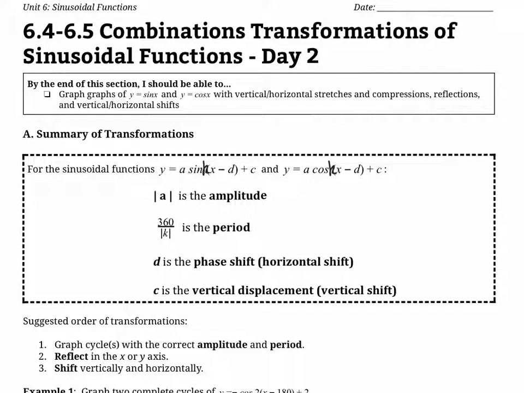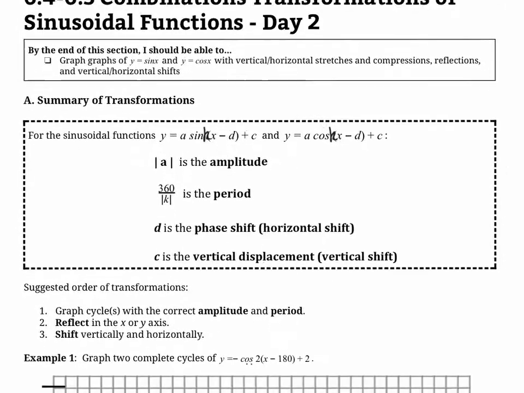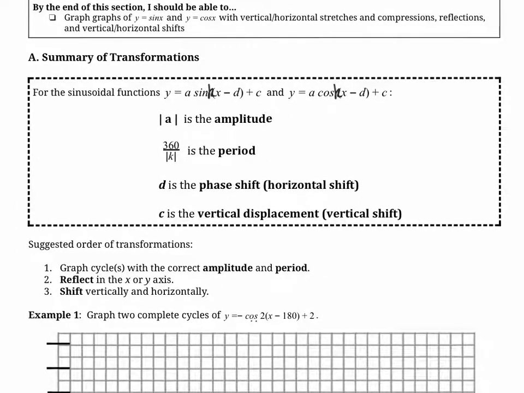So we know that we can graph K by looking at its direct relationship with the period, and we know that the period is going to be 360 divided by the absolute value of K. So when we are graphing all of these transformations together, the easiest way to graph them is to draw our amplitude and period first, then do our reflections, whether it's in the x or the y axis, and then shift vertically or horizontally. If you're able to do the amplitude, period, and reflection all at the same time, that's awesome. But if you need to break it up into 2 steps, go for it.